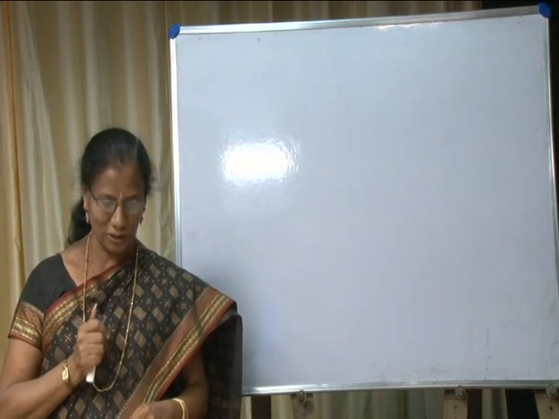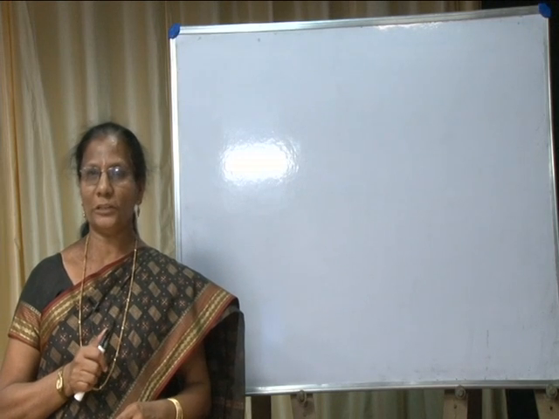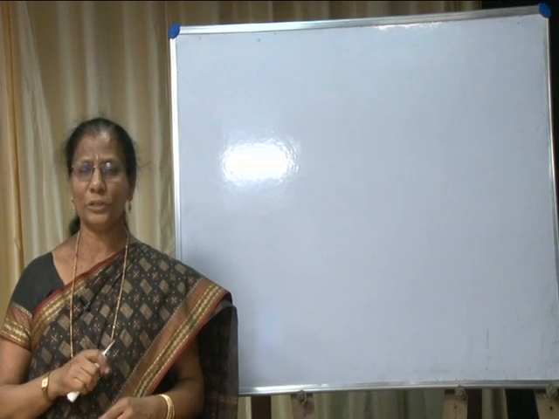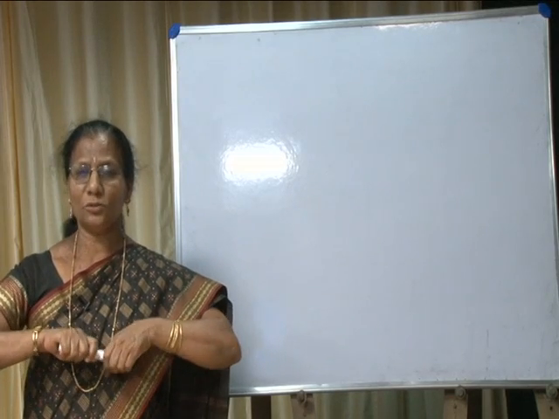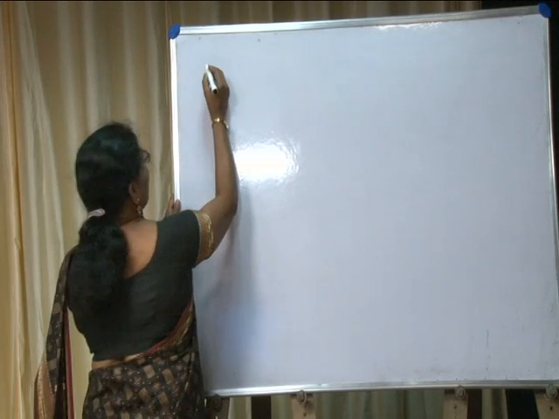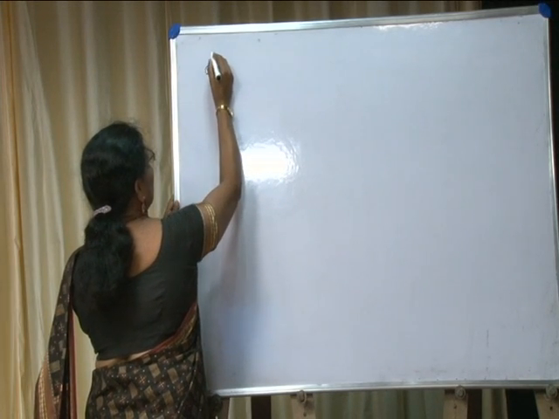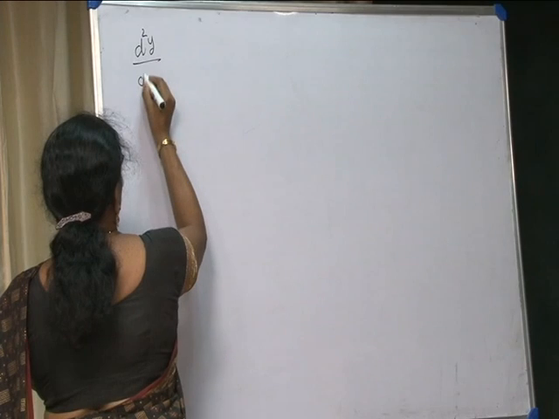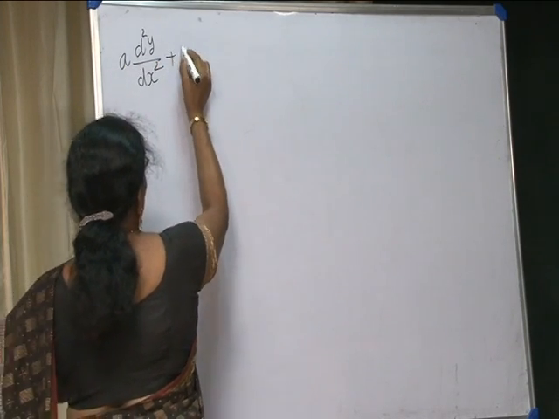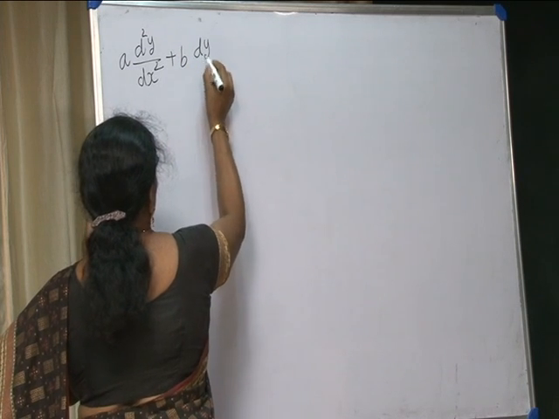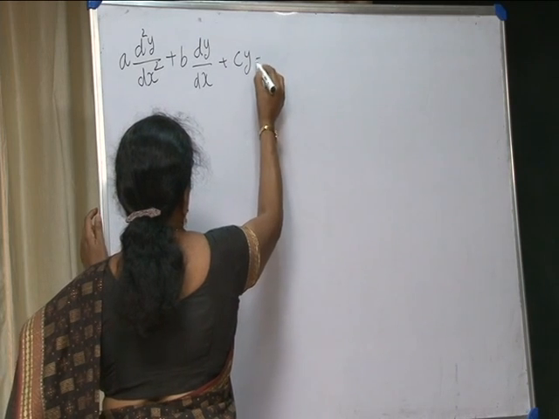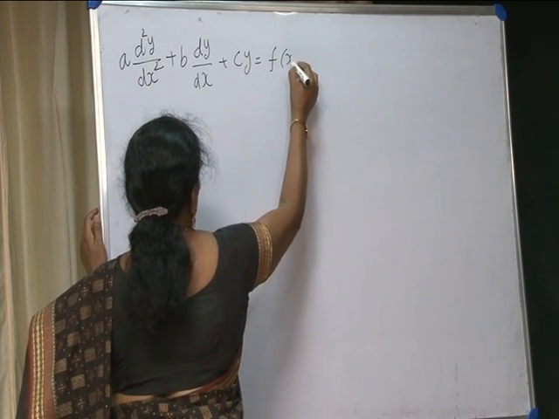So yesterday I started second order homogeneous linear equations, how to solve the second order homogeneous linear equation. I think I have explained already. Second order equation: a d squared y by dx squared plus b into dy by dx plus c of y is equal to f of x.